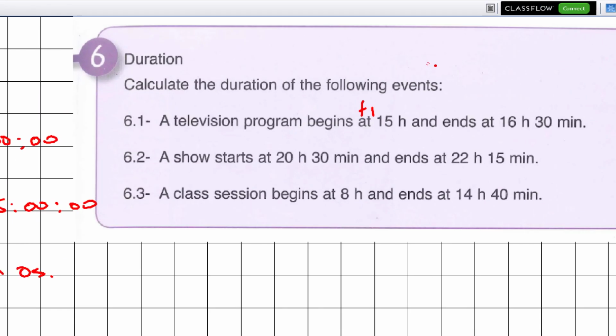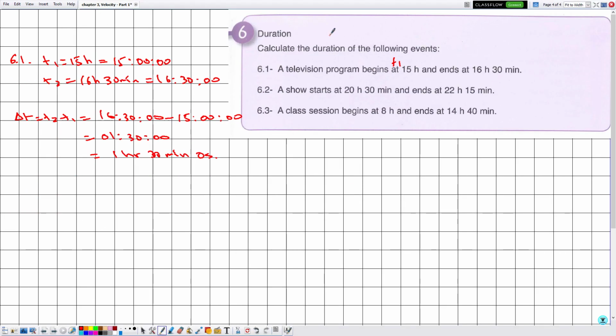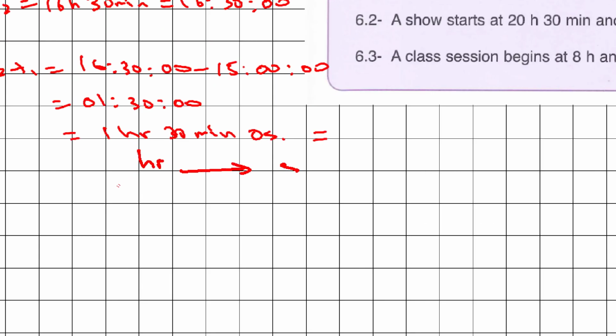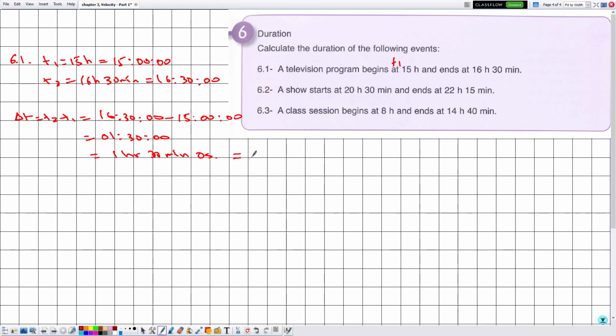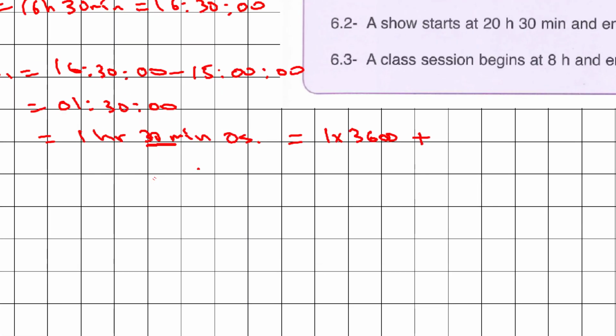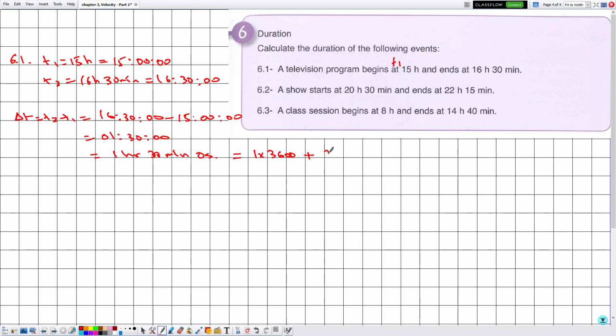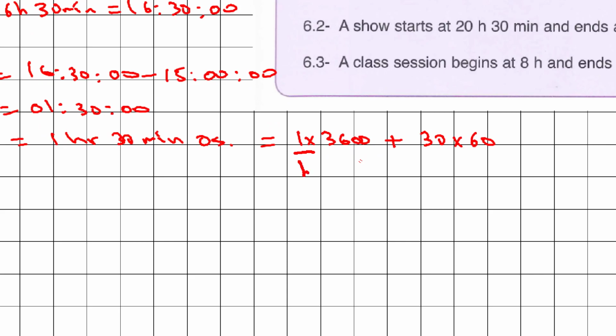Now here they are telling me to calculate the duration. They didn't specify the unit, so we must calculate the duration in the SI unit, which is seconds. Knowing that each hour corresponds to 3600 seconds, this is 1 multiplied by 3600 plus, now from minutes to seconds we multiply simply by 60, so it's given by 30 multiplied by 60. Recall that this 1 is for hours and we have multiplied it by 3600 in order to convert it to the SI, whereas this 30 corresponds to the minutes.